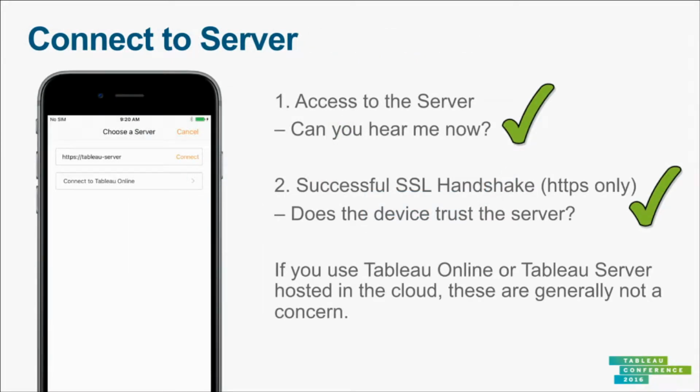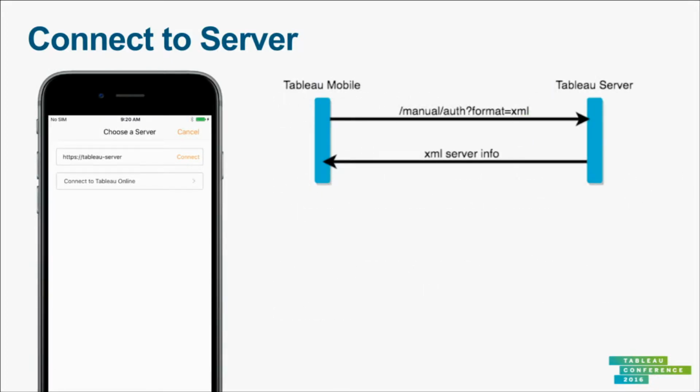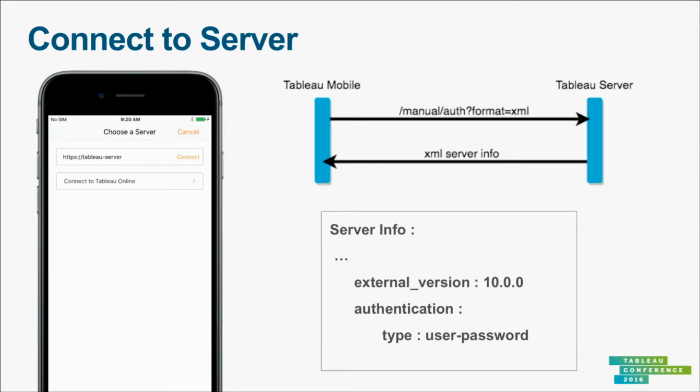So we've checked the two points off our list. We have access to the server. We've had a successful SSL handshake. Now we can talk to our server. We say hello in the form of manual auth format equals XML, like you do. And in which case, XML server info is returned. The server info is server information about your Tableau server. It's a long list, but things that might have meaning to you are external version equals 10.0, so this is a 10.0 server. And it also now lists the authentication methods. In this case, I see that we support user password as an authentication method.